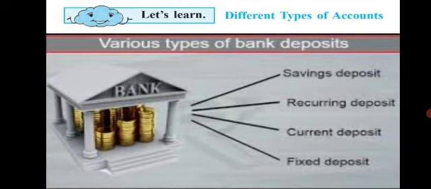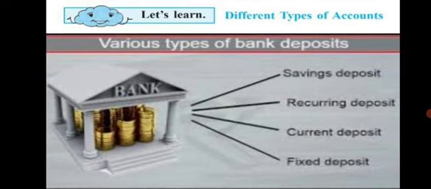Another type of deposit is recurring deposit. In a recurring deposit account, the account holder can decide the amount to be deposited every month in the account. The bank gives an interest on the deposit which is more than that paid for the savings account. Such an account is a means of compulsory savings.